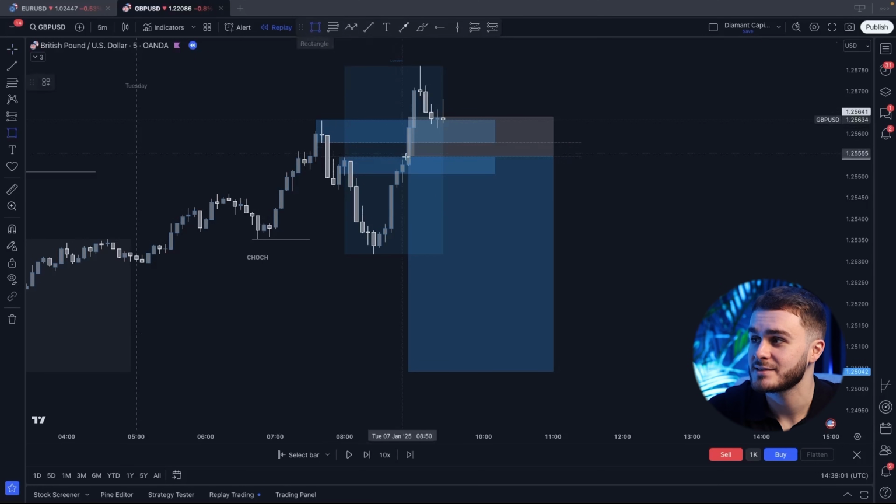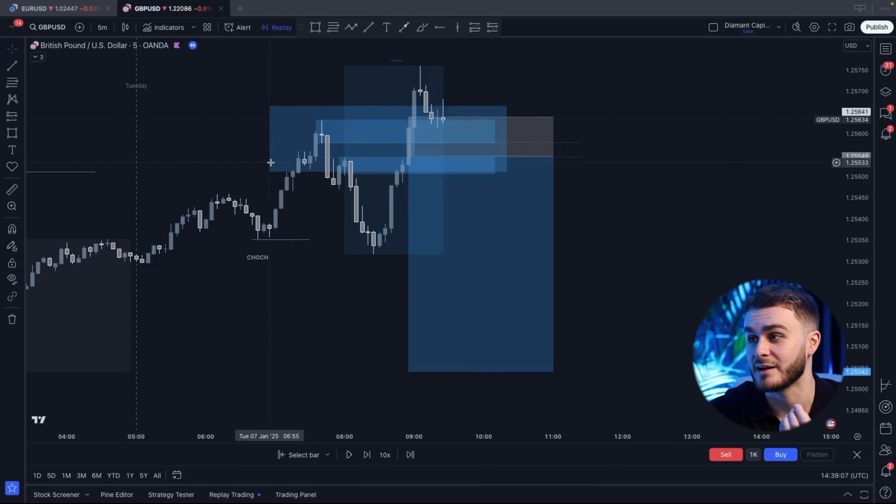Now, this particular zone over here where we get these reactions, that's what we're going to be looking at, especially when it comes to the engulfing candles. So in just a second, we're going to hop into the iPad drawings and I'll show you the exact entry model we're going to be looking at.